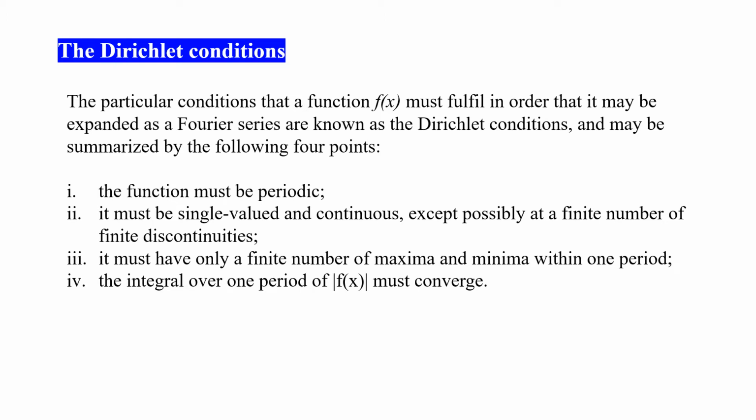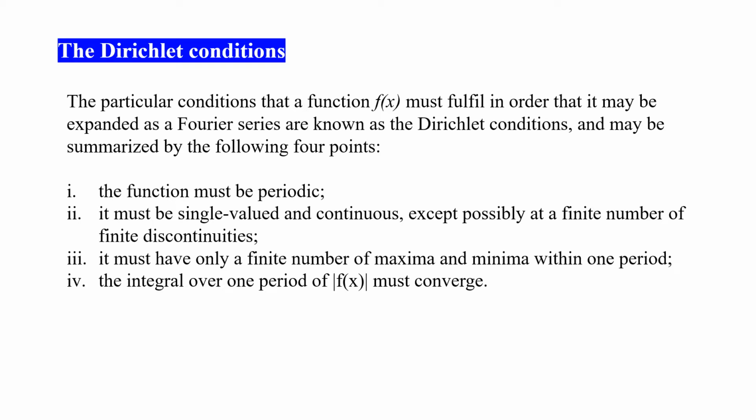The particular conditions that a function f of x must fulfill in order that it may be expanded as a Fourier series are known as the Dirichlet conditions and may be summarized by the following 4 points. First, the function must be periodic. Second, it must be single-valued and continuous, except possibly at a finite number of finite discontinuities. Third, it must have only a finite number of maxima and minima within one period. And fourth, the integral over one period of f of x must converge.